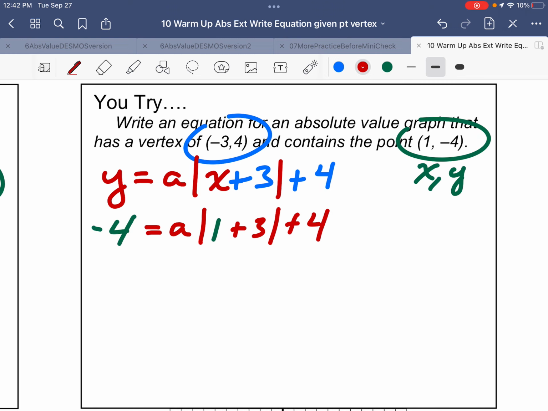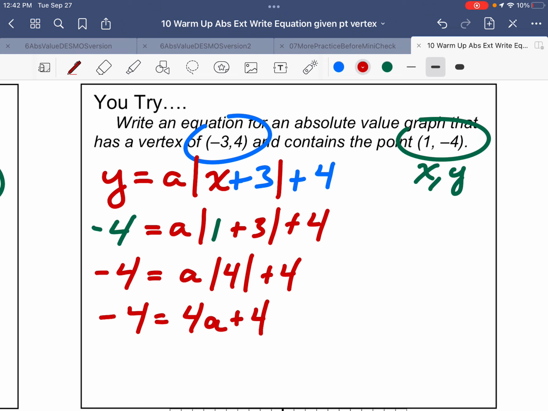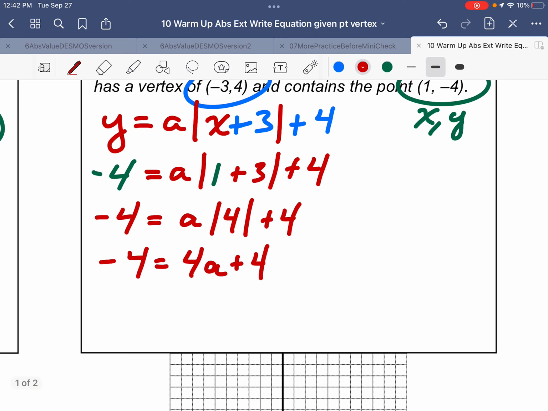And once you have those numbers filled in, you're now looking at an equation that you can solve for a. You just want to simplify it. You end up with the absolute value of 4, which is still 4, so we can write that as 4a. We have a lot of 4's here, but if you keep solving this, you end up with a equaling -2.